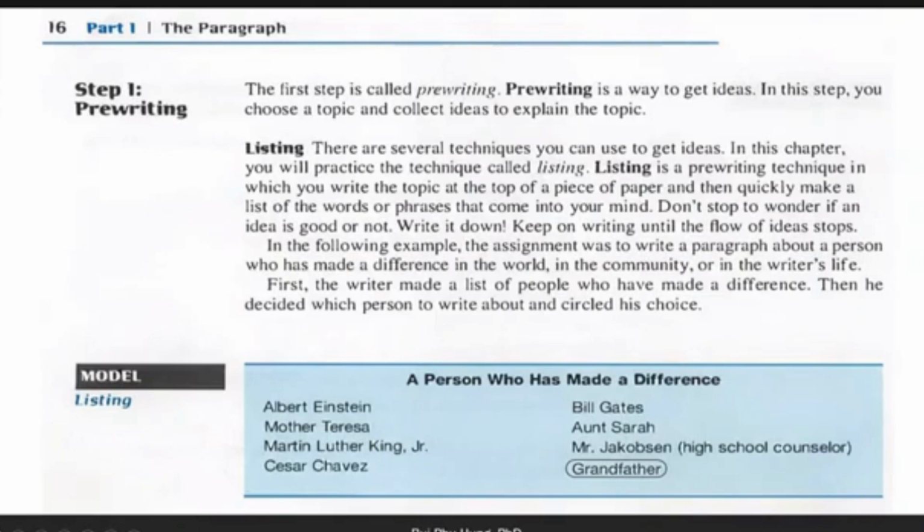Okay. In the following example, the assignment was to write a paragraph about a person who has made a difference in the world, in the community, or in the writer's life. First, the writer made a list of people who have made a difference. Then he decided which person to write about and circled his choice.